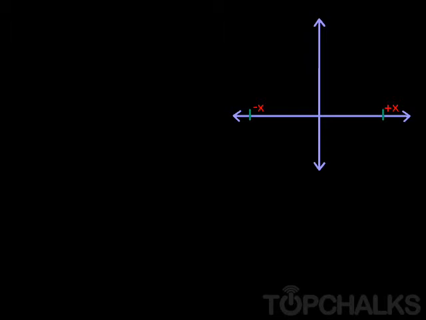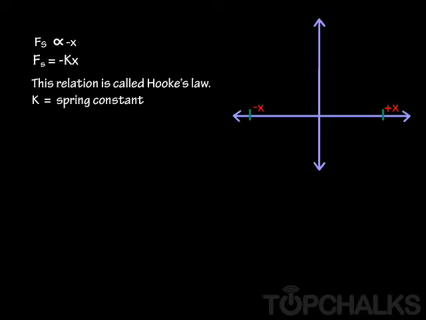The spring force is directly proportional to the negative of the displacement, minus x, or it is equal to minus kx, and this relation is called Hooke's law. Whenever two quantities are directly proportional, the graph is a straight line, and in Hooke's law k is called the spring constant. So the spring force versus x graph is a straight line passing through the origin. When x is positive, force is negative, and when x is negative, force is positive, right?